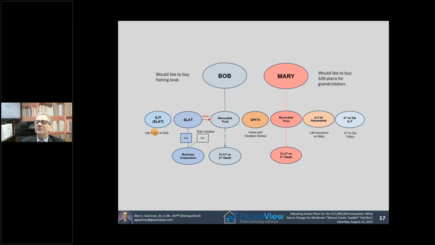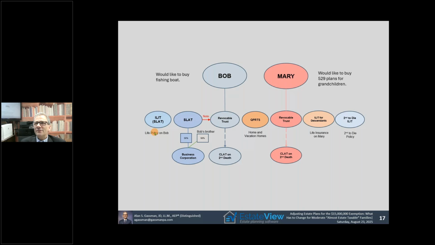Then Mary had a life insurance trust for descendants. Now, Mary may have had a life insurance trust for Bob and descendants because her lawyer may not have ever heard of something called the reciprocal trust doctrine. And as a result of that, both of these trusts may be subject to estate tax in Mary and Bob's estate when they die, and they don't even know it. So you'd have to take that into consideration because you will see a lot of these reciprocal trusts.